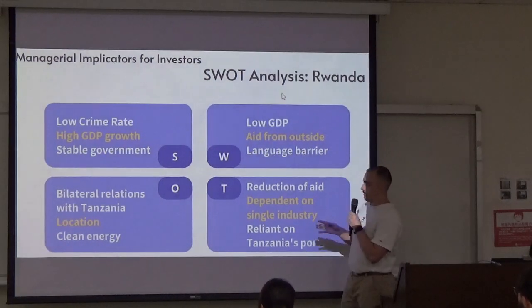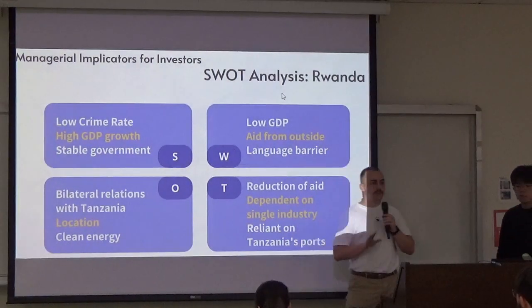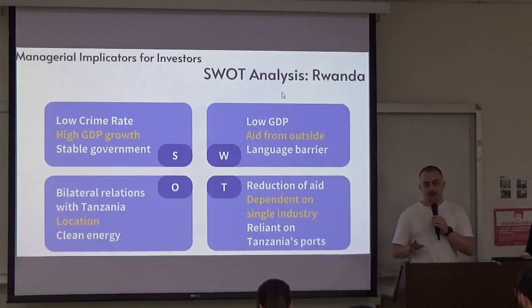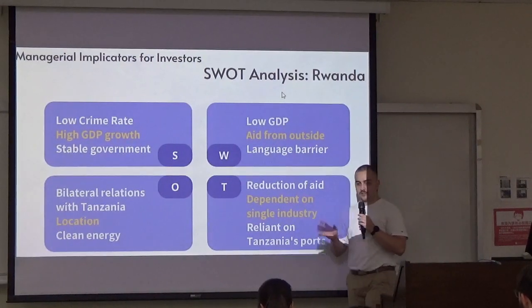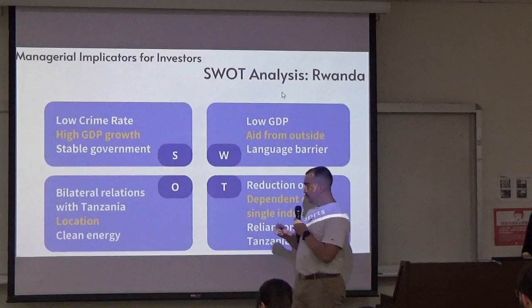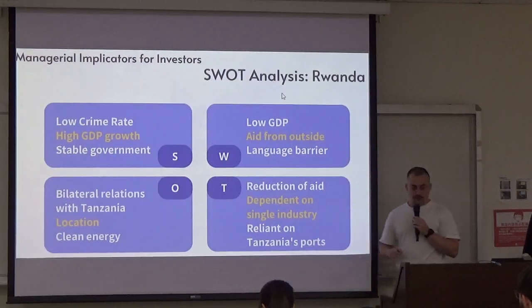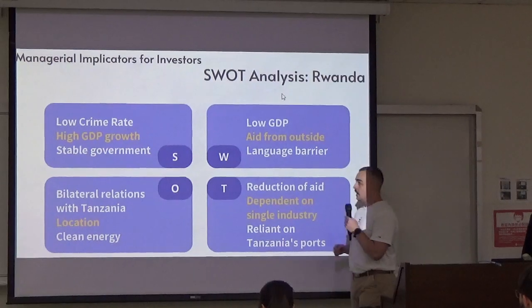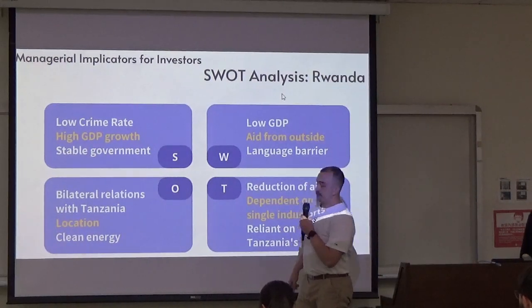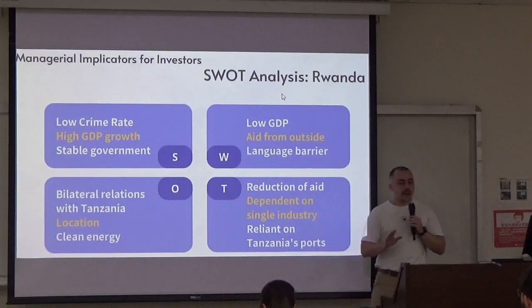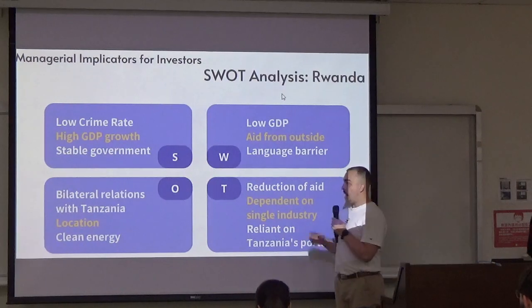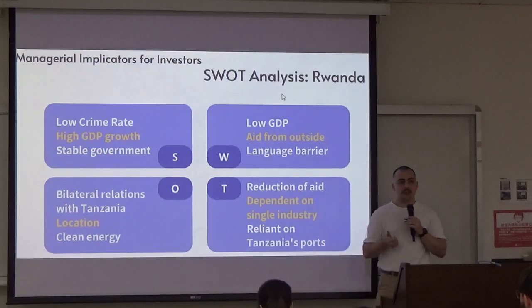We made a SWOT analysis, and what we decided to do was we chose Rwanda for a lot of those quantitative elements. So within the SWOT analysis, we covered the strengths, weaknesses, opportunities, and threats of Rwanda. Now, one strength of Rwanda is it has a very low crime rate. In Africa, this is a big problem. Fortunately for Rwanda, they have a very stable government.